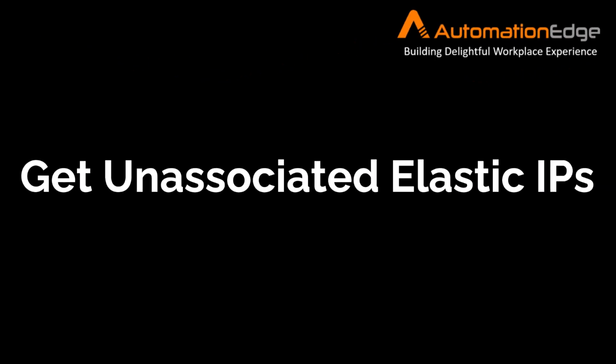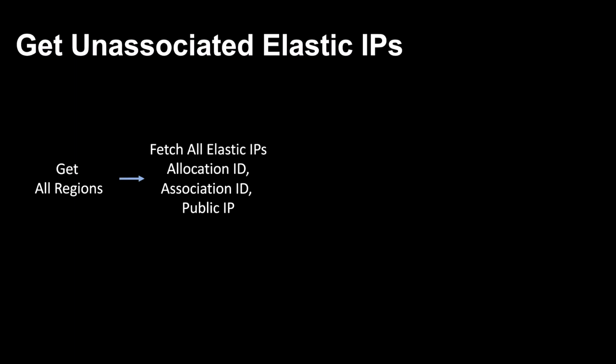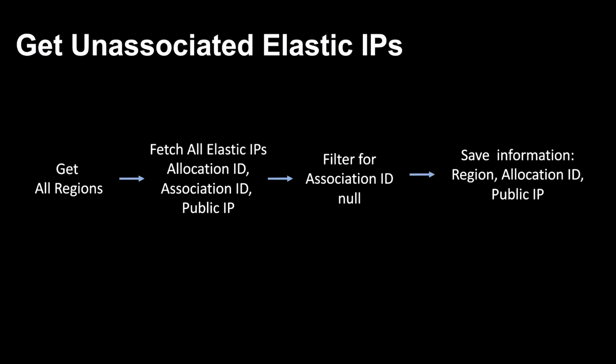First, let us discuss the scope of the automation workflow I have built. In the workflow, I first get all the regions in my EC2 account. I then fetch all the elastic IPs and I output the fields for allocation ID, association ID, and public IP. I have then applied a filter for association ID null so that I can fetch all the elastic IPs with association ID null. And I save the information, region, allocation, and public ID in an output Excel file. This is the flow I have captured in my workflow.